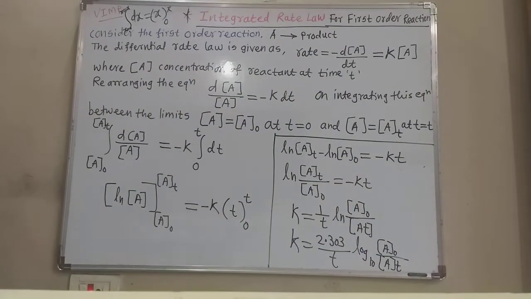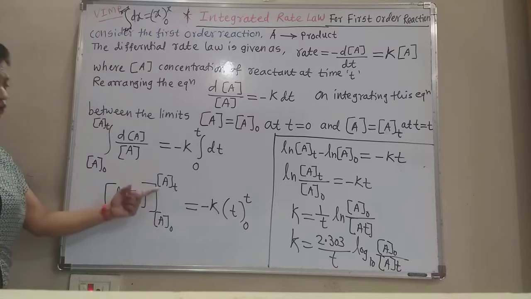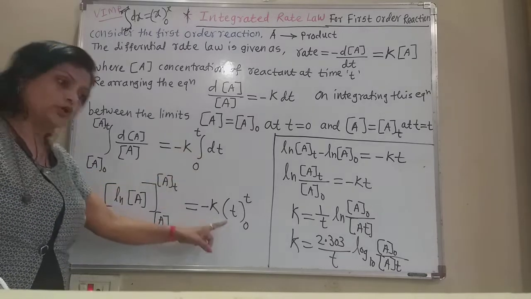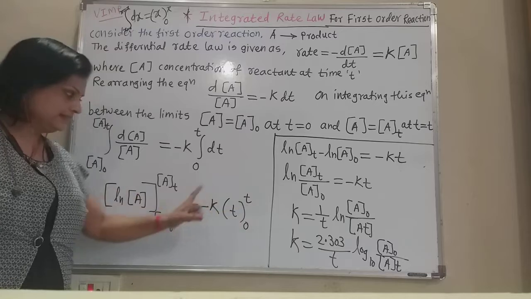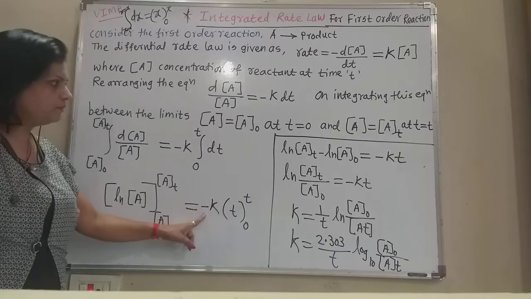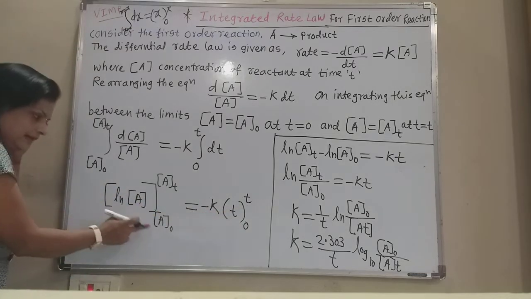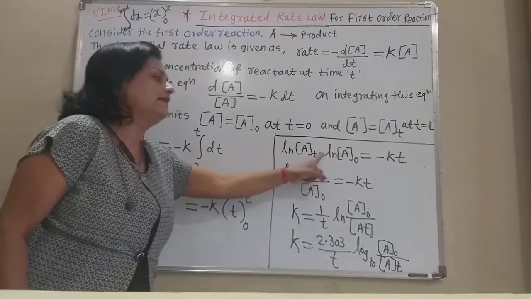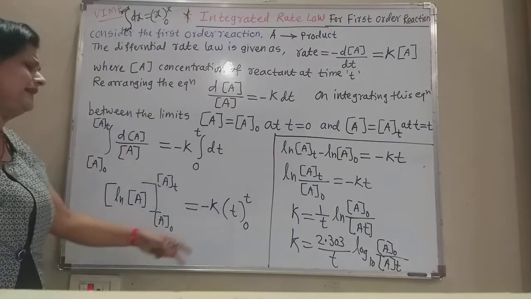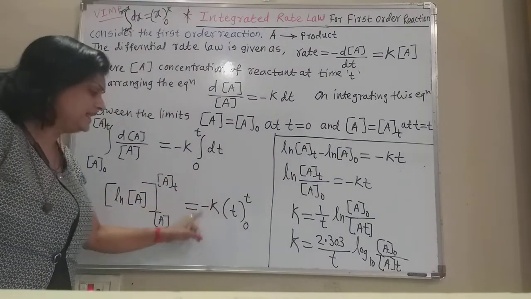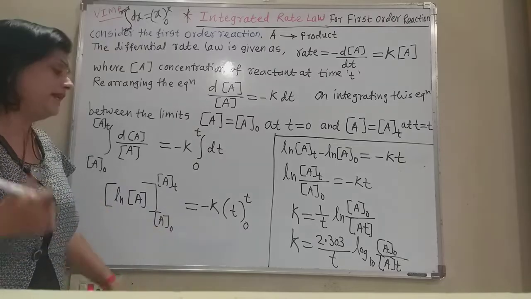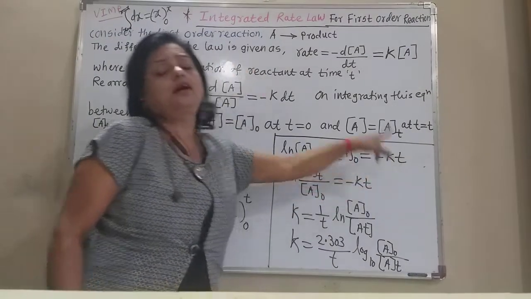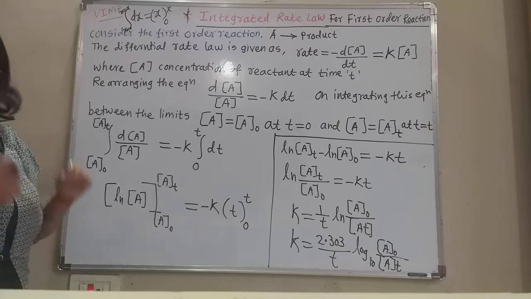Now see, this is very important. Simple steps are there. The integration of dA upon A is equal to ln A from the limit A0 to At, and the integration of dt is only t from the limit 0 to t. This k is the constant outside of that. Now this can be written at the limit from A0 to At, so it is written as ln At minus ln A0. Similarly, this is written as minus k, which is constant, times t minus 0. But t minus 0 is t, so that is directly written here as minus kt.